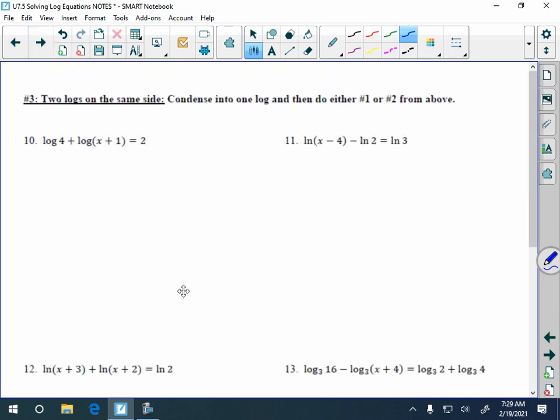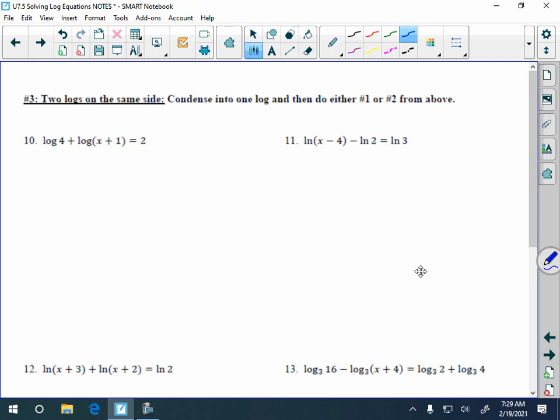All right, and then case number 3, so the third kind, is when there's two logs on the same side. When you have two logs on the same side of the equal sign, you can't just cancel the logs out. The two logs are going to be separated by an addition sign or a subtraction sign, and so in that case, we're going to condense it into one log, and then we'll either have case number 1 or case number 2. Once we condense it into one log, we want to look. We're either going to just have one log in the problem, or we're going to have one log on each side of the equal sign, and then we can just cancel the logs out then.